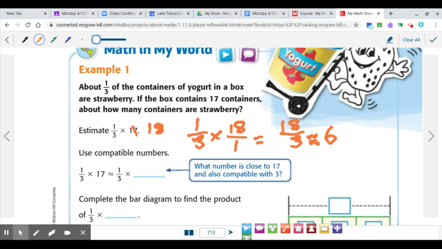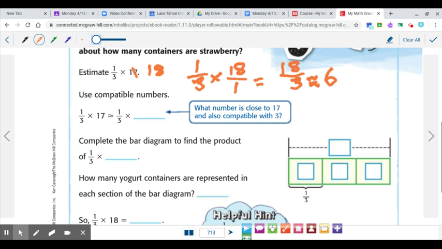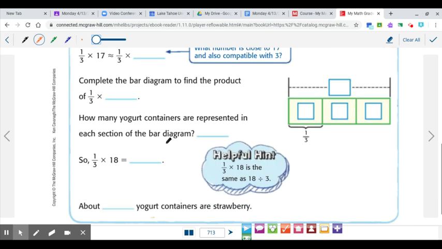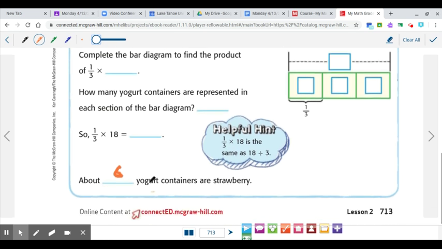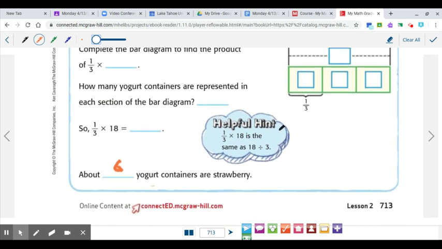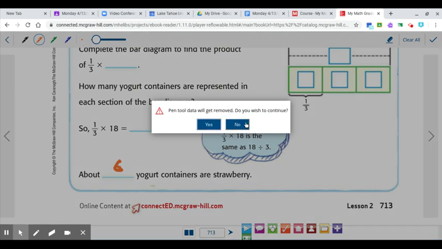So if I look at my original problem back up here, if the box contains 17 containers, about how many are strawberry? About 6. About 6 will be strawberry. Okay, so that's where the 6 comes down here. All right, so remember this helpful hint. These are always really quite helpful. So 1/3 times 18 is the same as 18 divided by 3. Okay, so let's move on to another example.